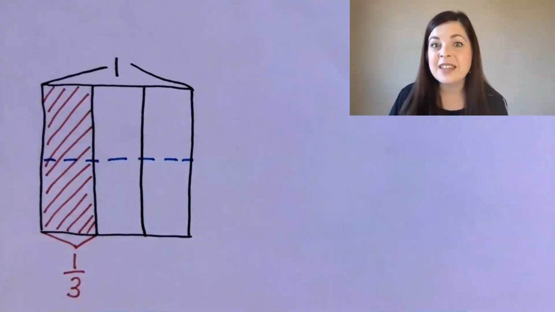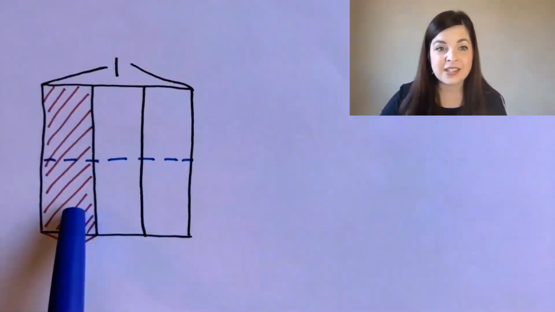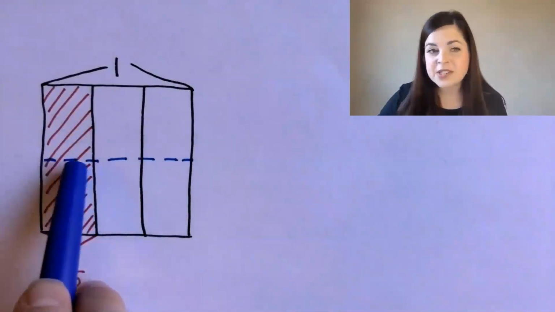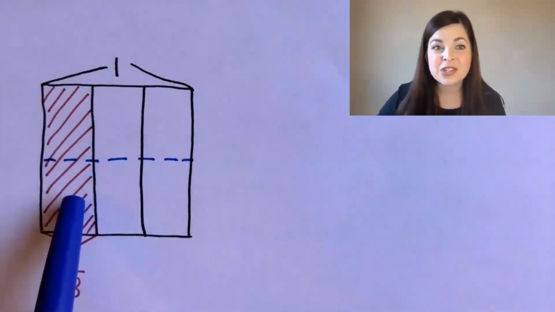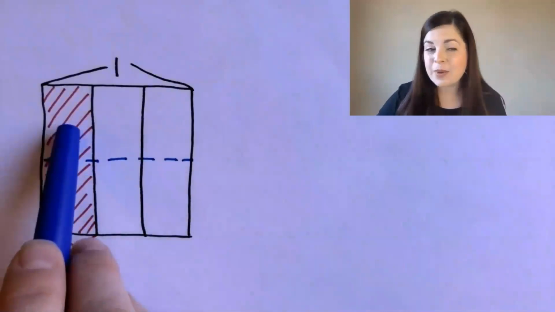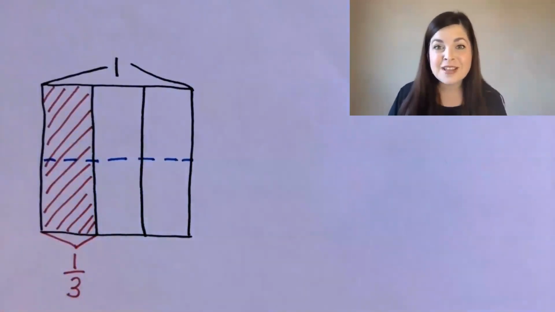What about the number of selected or shaded units? Well, when we started, we had 1 selected unit, but when we drew that horizontal line, we decomposed that third into 2 parts. So we decomposed it into 2 smaller units. So the number of selected units also doubled, or we got 2 times as many selected units. So now we can see with our area model, we're showing that 1/3 is equal to 2/6.